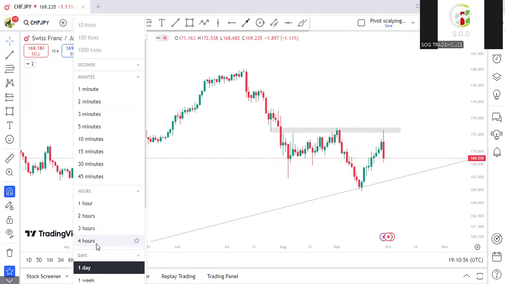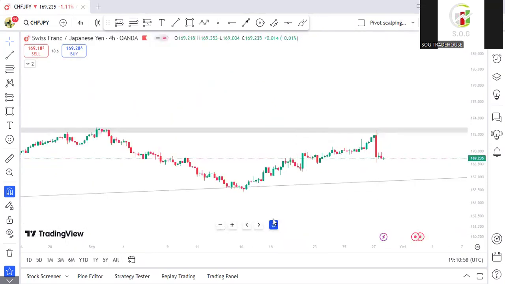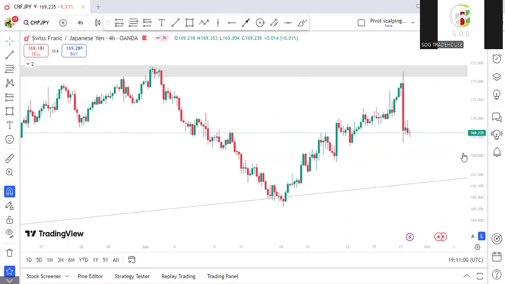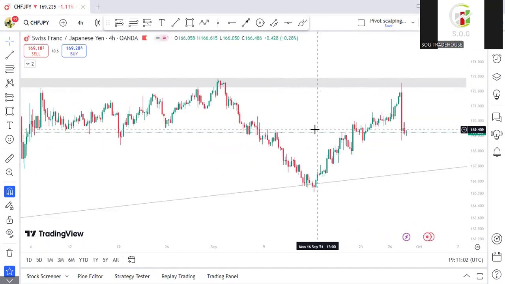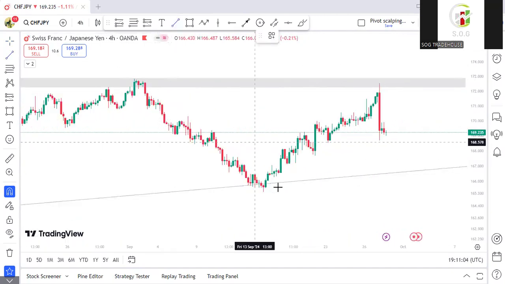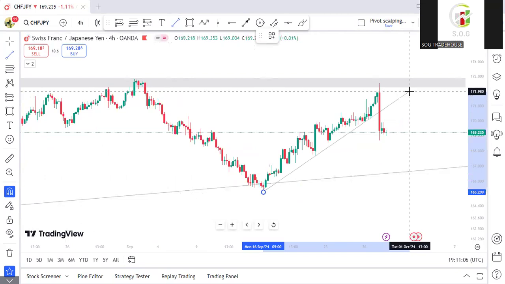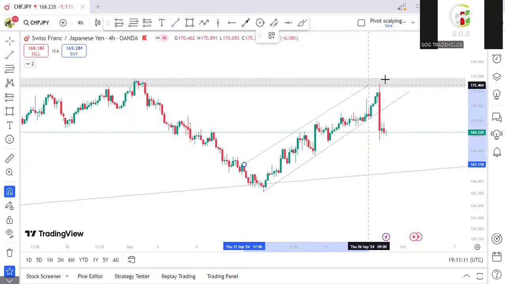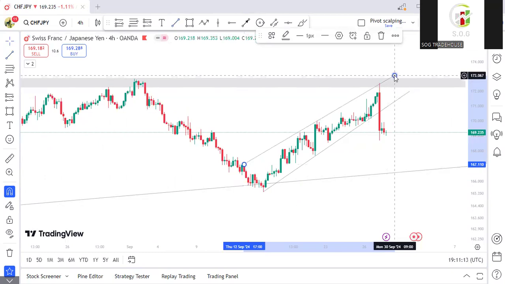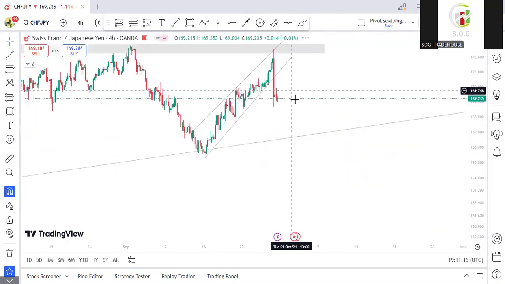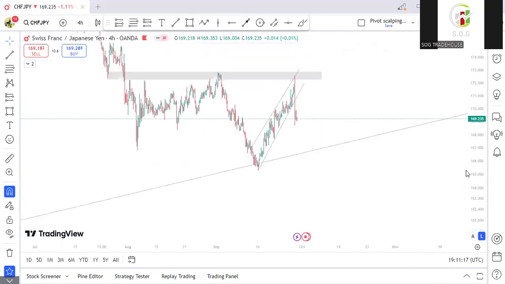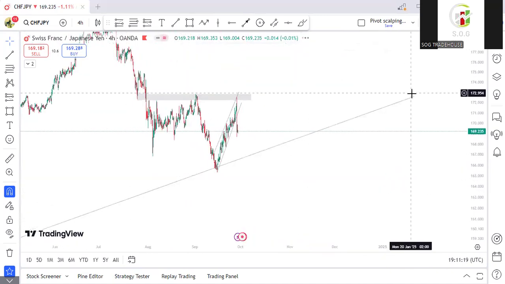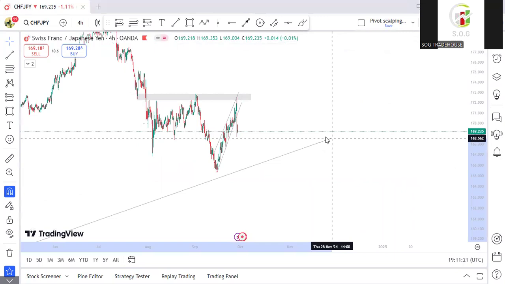If we go down to the 4-hour time frame, you can also see a breakout of the chart pattern over here. So it's just a similar analysis. They move together, so if you can analyze one properly, that means you can trade the rest of them, because all JPY pairs move together.